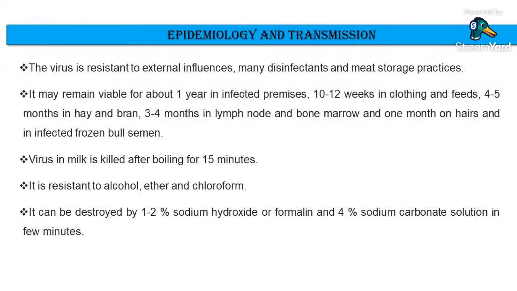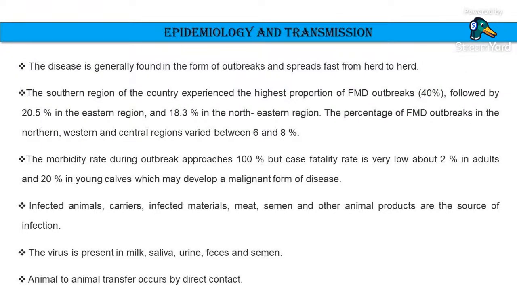It is destroyed by 1 to 2% sodium hydroxide or formalin and 4% sodium carbonate solution. We are talking about the virus, how it can be destroyed or how it cannot be destroyed. Next, it is generally found in the form of outbreaks. Whenever a farm is affected, one animal is affected, and from that one infected animal, it gets spread to other animals also. And from the one farm, it gets transmitted to other farms. So the disease, which is generally found in the form of outbreaks, spreads from one herd to another very fast.